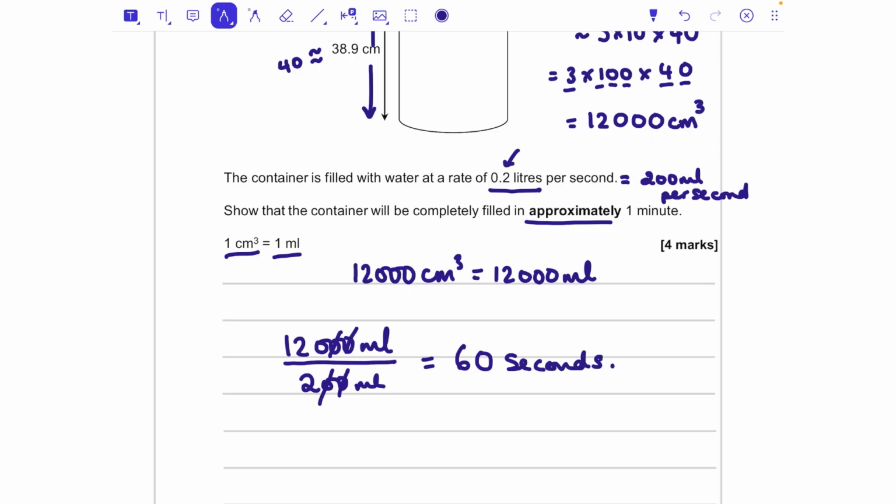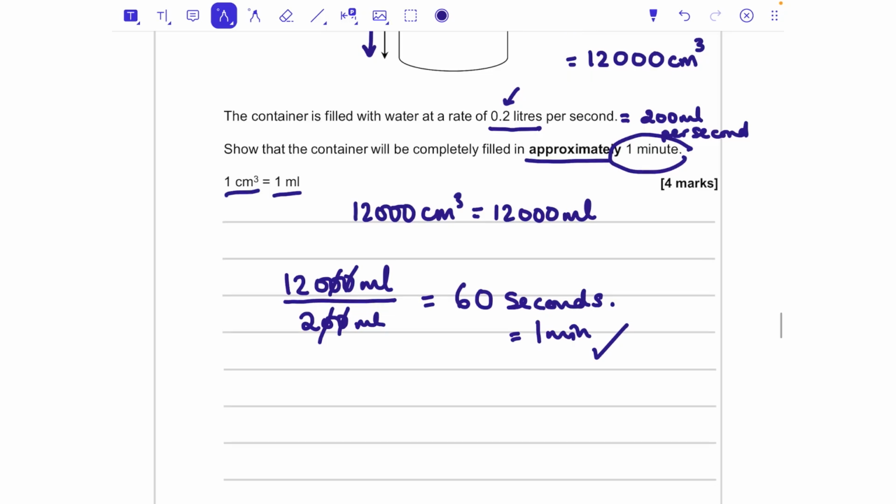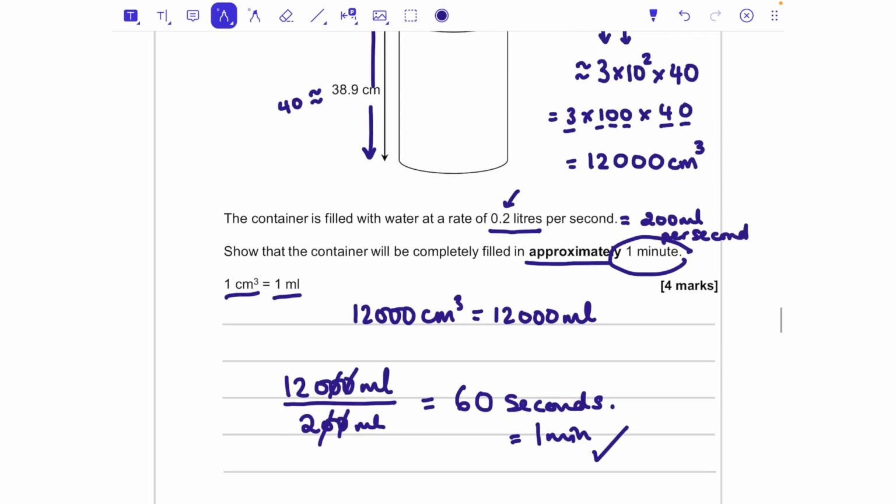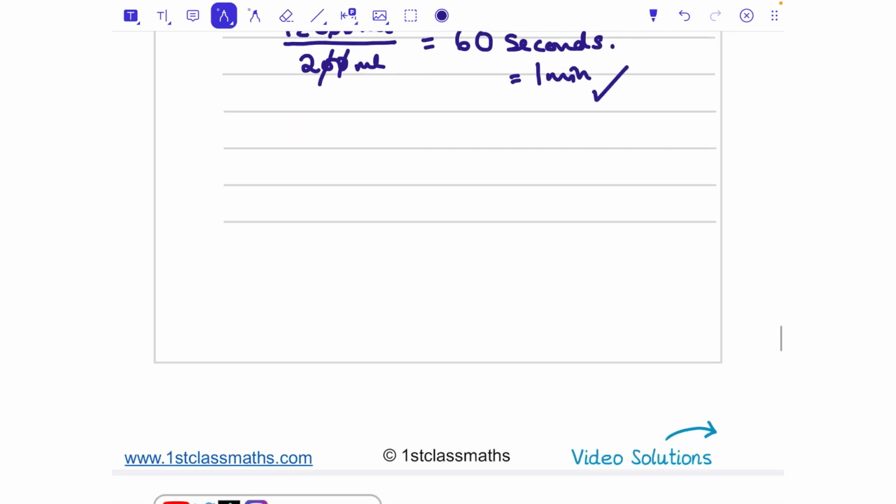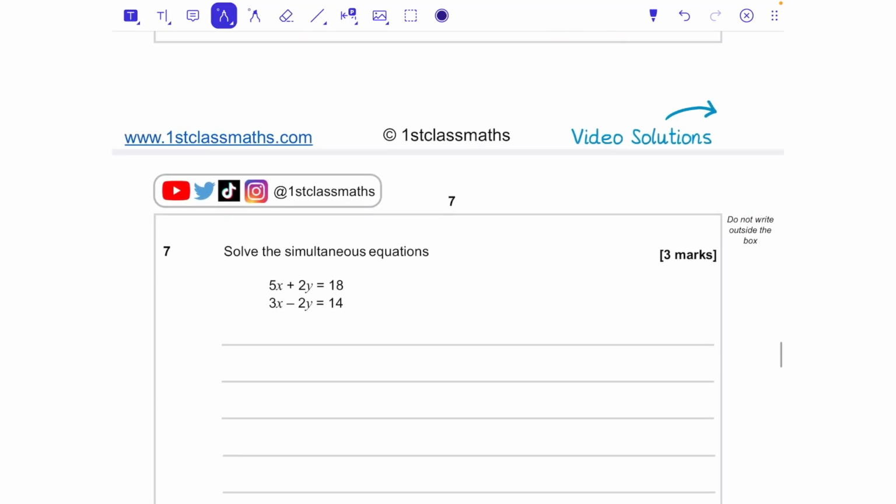Now, that said to show that it takes approximately 1 minute, so I'm just going to put equals 1 minute and then tick and say yes. There we go, we've done it. We're happy that that is correct. So you should still get 1 minute if you did it the other way, but I preferred that way.